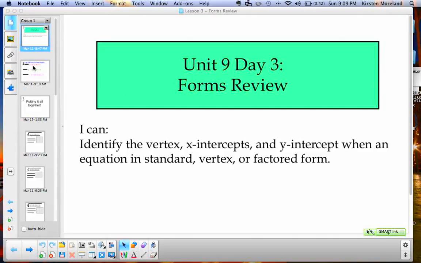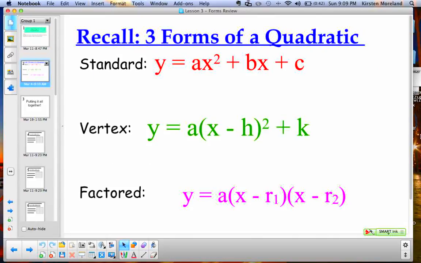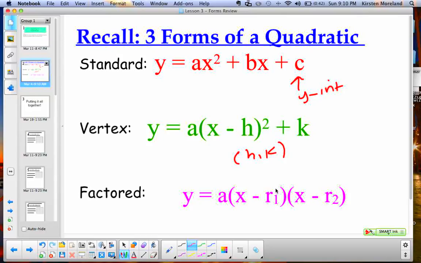This is putting it all together, all three forms, and I really want to stress that standard form gives you the y-intercept, vertex form gives you the vertex h comma k, remember it's the opposite sign of the inside, and factored form gives you the roots or the zeros, remember it's always the opposite sign, so it's root 1 comma 0, that's how we write it. Again, it just gives you the x-intercept.